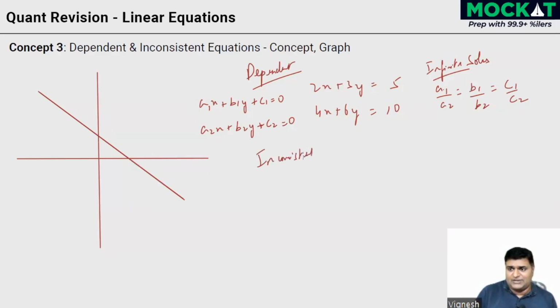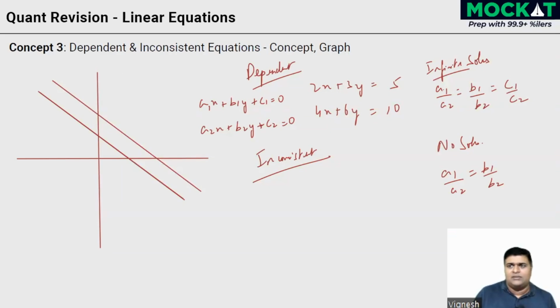When is it inconsistent? In inconsistent equations, we're going to have no solutions. This is when a1 by a2 equals b1 by b2, which means the ratio of the x coefficients and y coefficients are the same, so the slope is the same. If the slope is the same, the line is parallel, but it's going to be a little away from it, which means the ratio of the constants is different. c1 by c2 is not going to be equal to these. You need to remember this part.